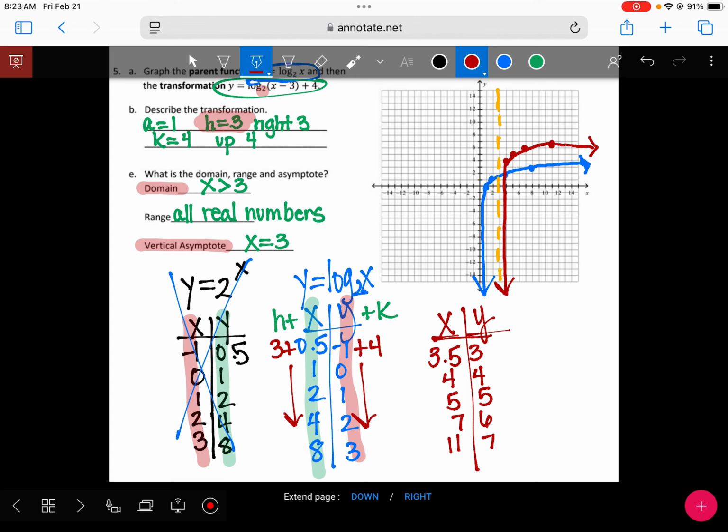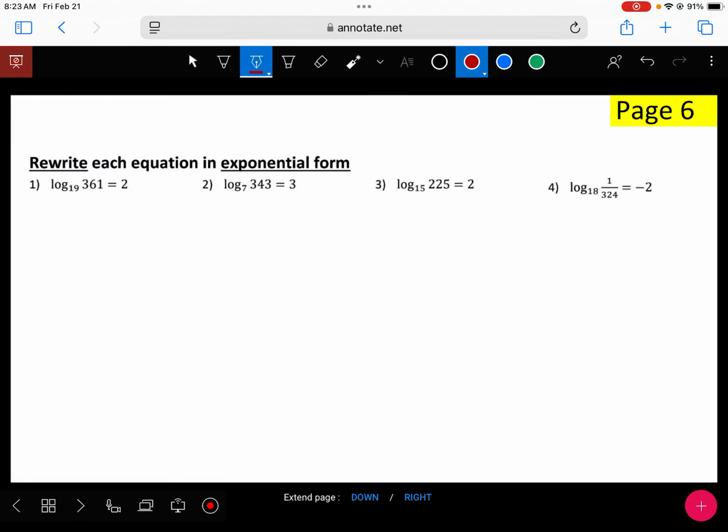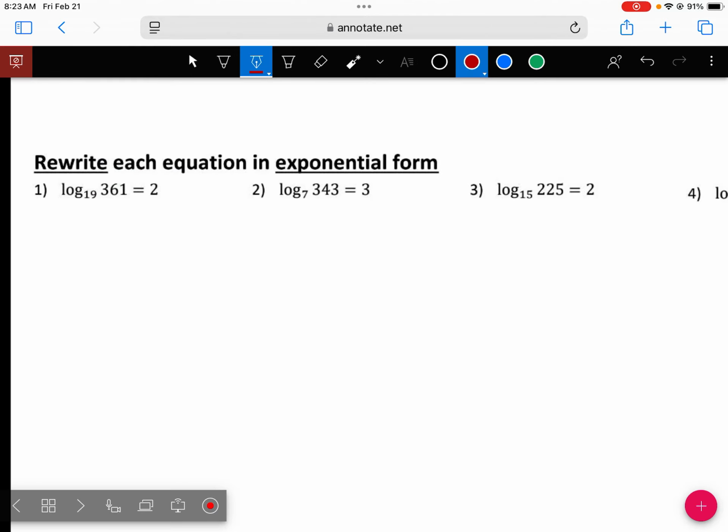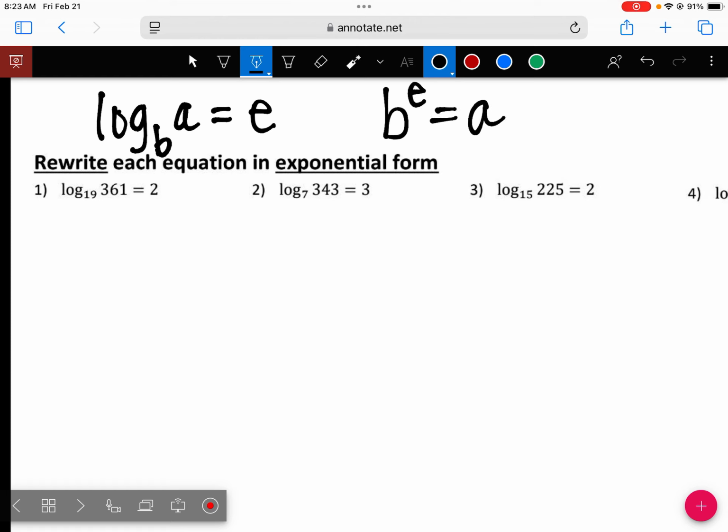Any questions about how to graph our logs? All right, let's go to the next page and we will finish this out, y'all. So we're going to go back and remember how to rewrite things in exponential form and log form. So real quick, remember, and I wrote it on the backboard also, the rule is log base b of a equals e. To write it in exponential form is base to the power of e equals a. So your base, then you have your exponent, and then you have the answer.